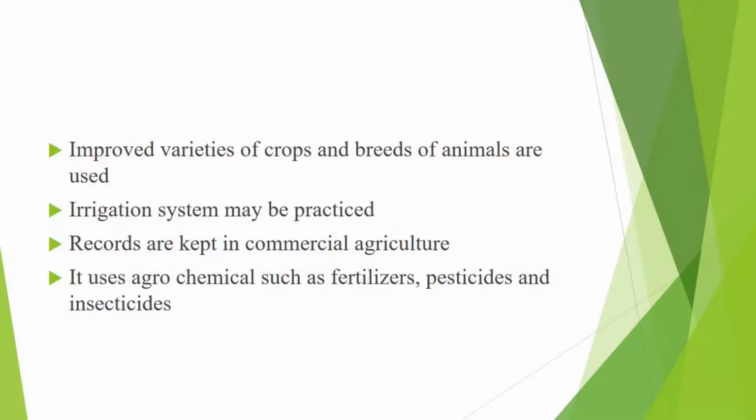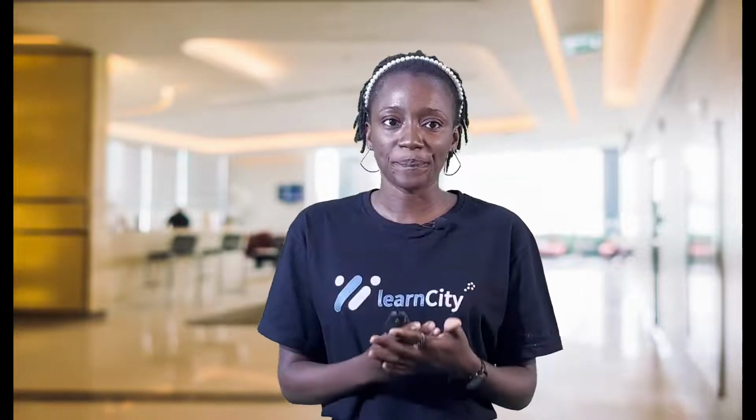Records are kept in commercial agriculture. Records must be kept. If not, they'll go into loss. So they have to keep records. The seedlings they use, the seeds they use, the chemicals they use, they have to keep a record of it. Their laborers, so they'll be able to pay them. They have to keep records of everything. The machines they use, how they maintain the machines, are records they have to keep.